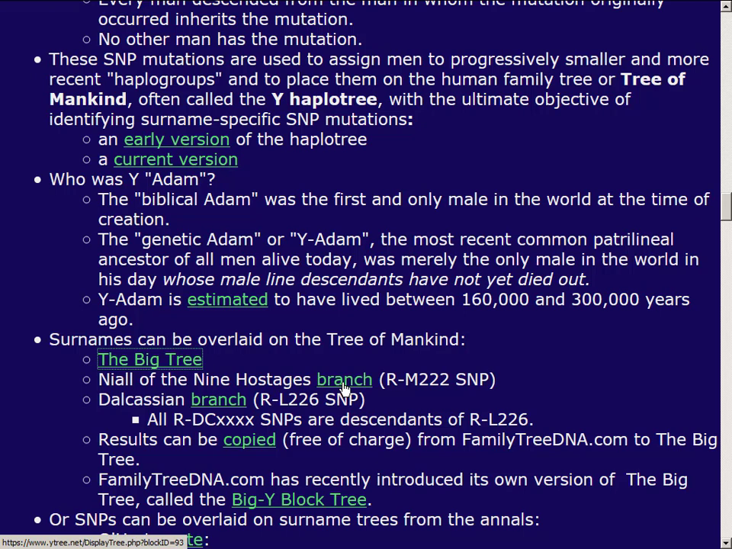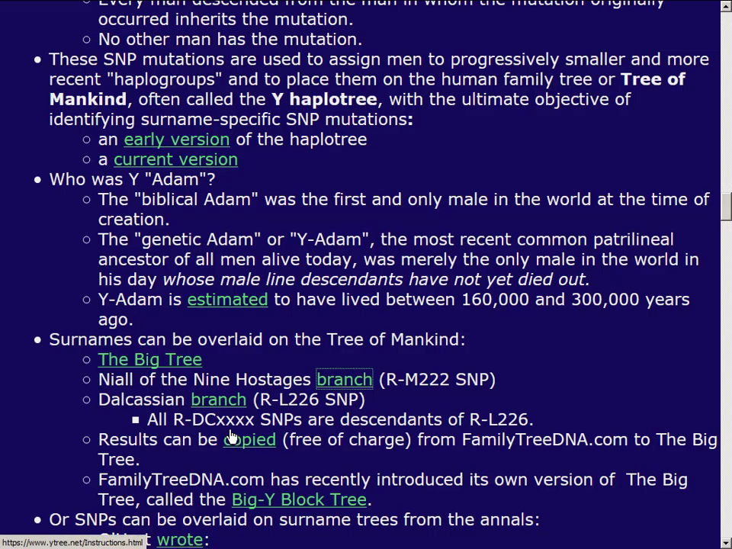There are two big clusters of Y-DNA, or Y-chromosomes, in Ireland. One is theoretically traced back to Niall of the Nine Hostages. It's very common in the northwest of Ireland. The geneticists and the historians were looking for a man in Irish history who lived 1500 to 2000 years ago, who's likely to have a lot of living male line descendants today. They settled on Niall of the Nine Hostages, and that name has stuck. Technically, they just call it the M222 SNP. And this is a big branch. It takes a moment or two to load up.